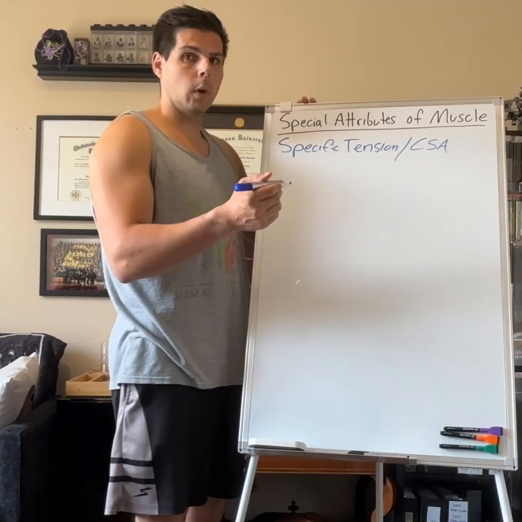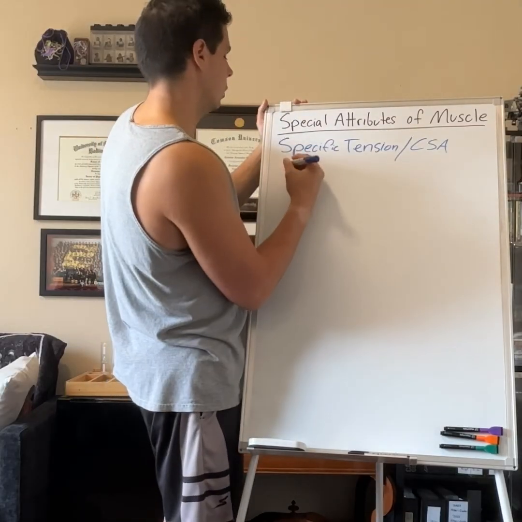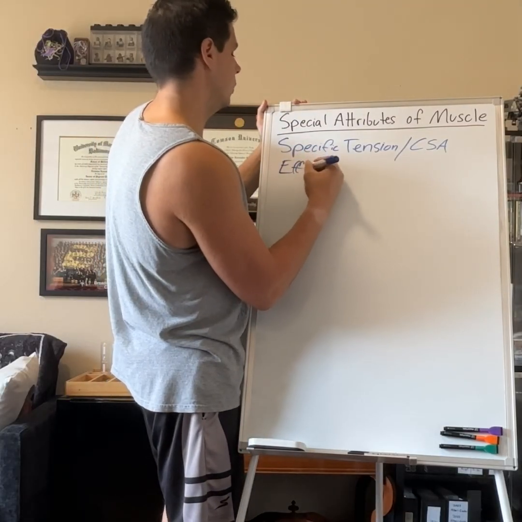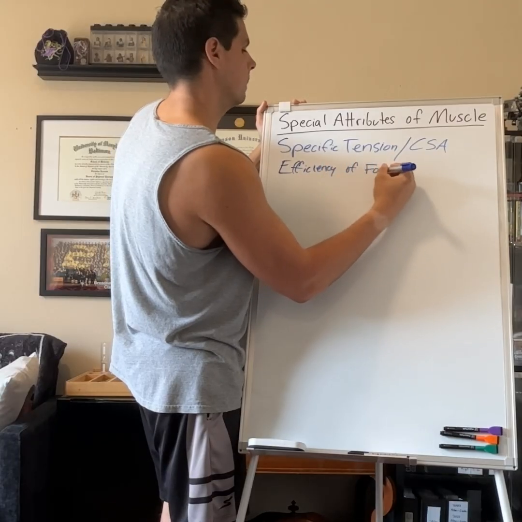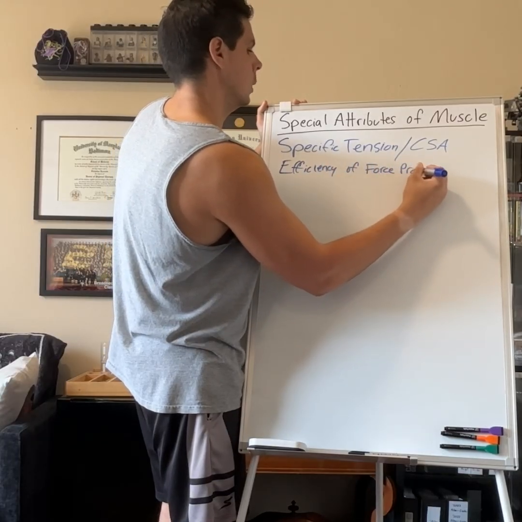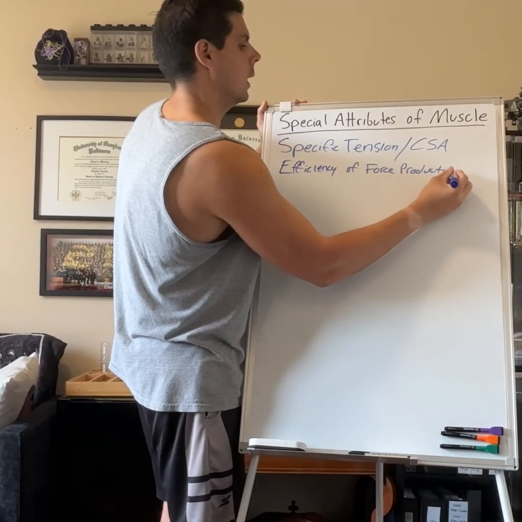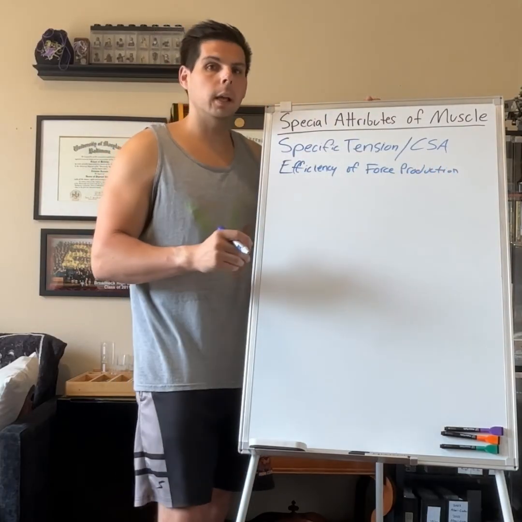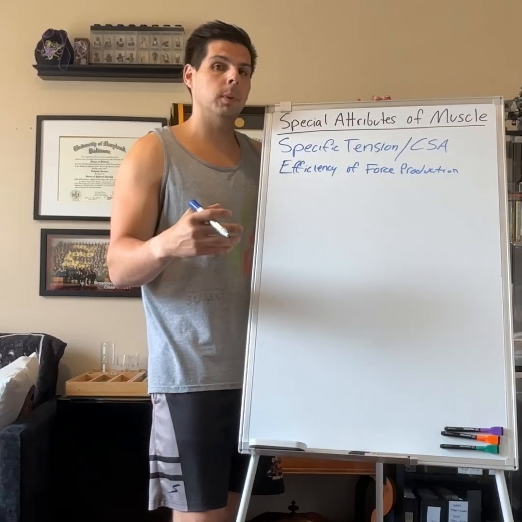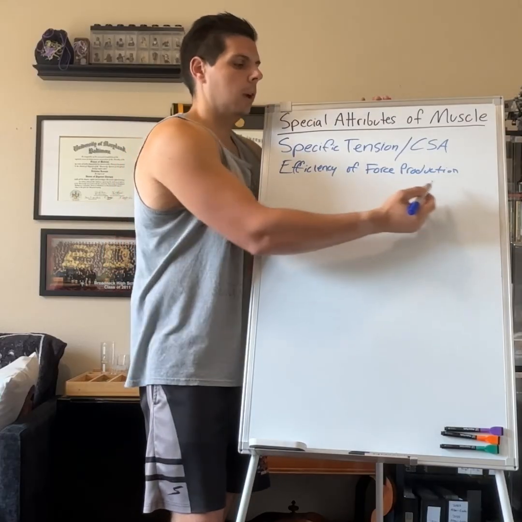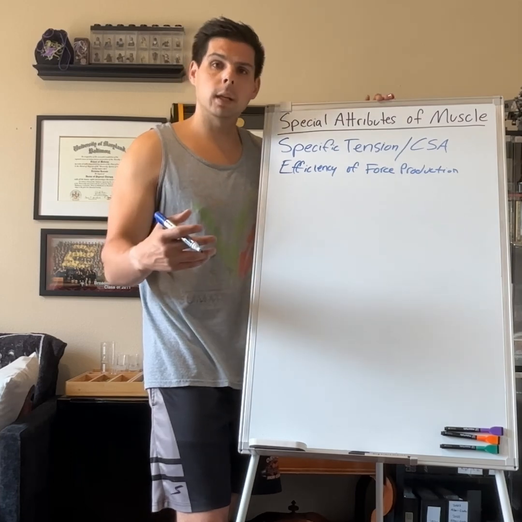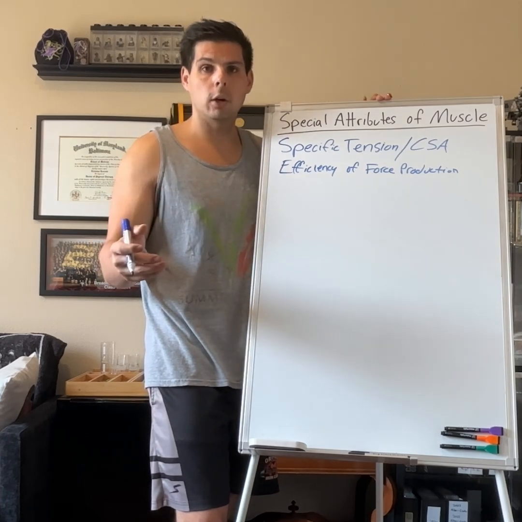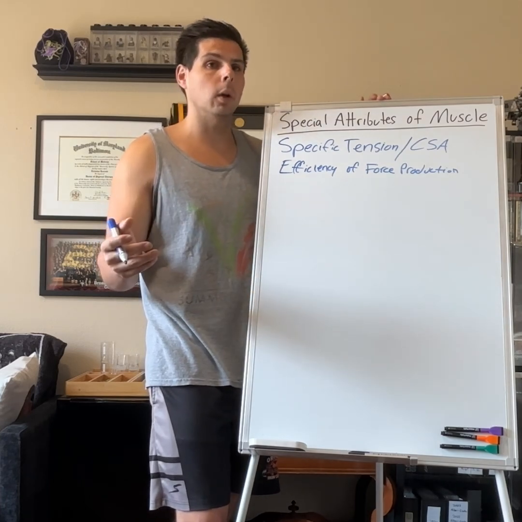From there, we're going to move on to the next special attribute, which is efficiency of force production. So just like all muscles have varying amounts of cross-sectional area and specific tension that is muscle specific, they're also going to have varying amounts of efficiency of force production. Basically, how quickly and effectively can a given muscle generate force during the activity it's being called upon.